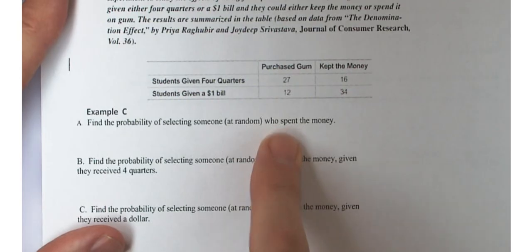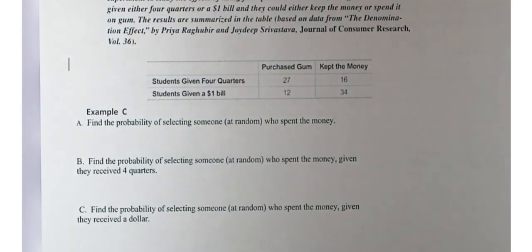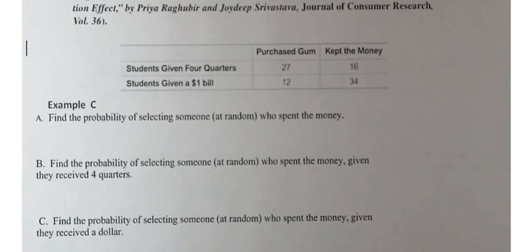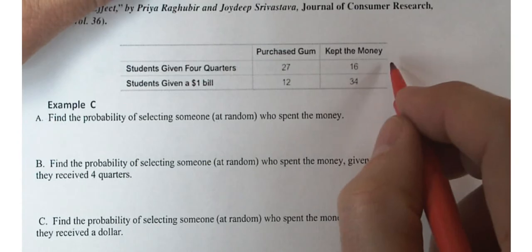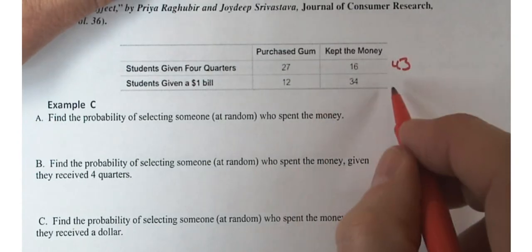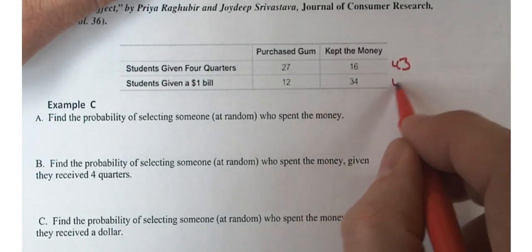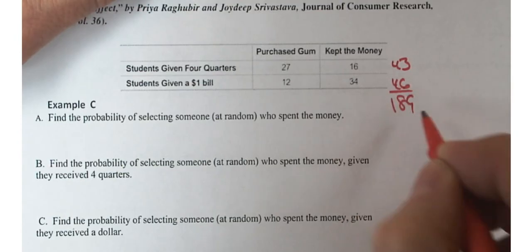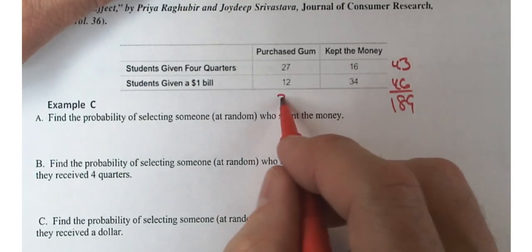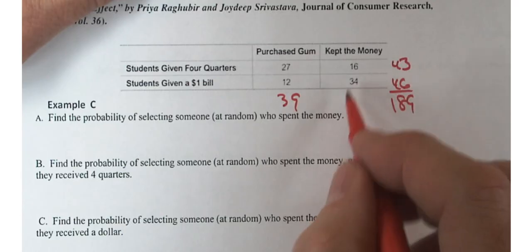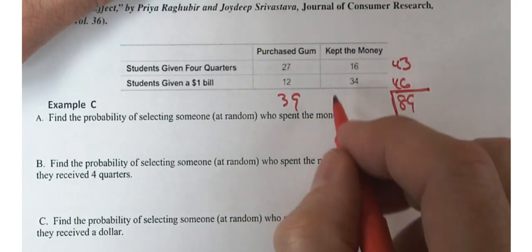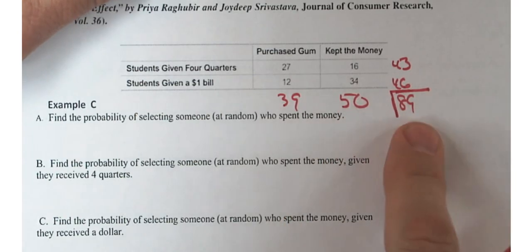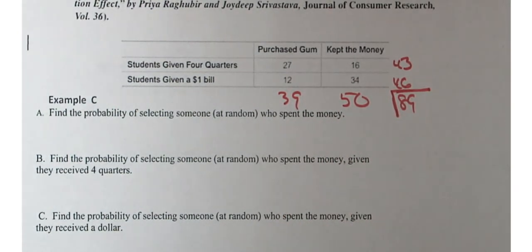Let's put in some marginal totals for ourselves here and try and understand something about ourselves in the process. So let's see, that's going to be 43 and 46 for a total of 89. Let's try it this way. That's going to be 39 plus 50, 89. So both of those totals add up to 89, feeling pretty good.